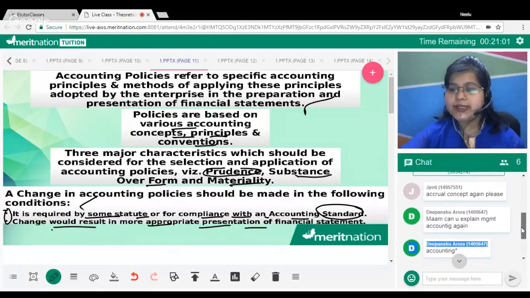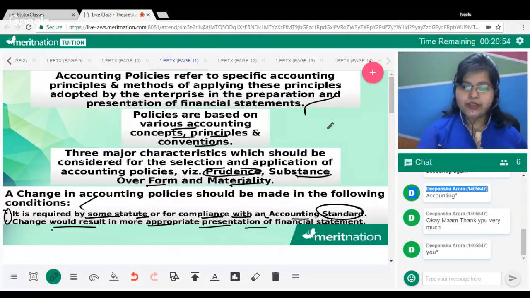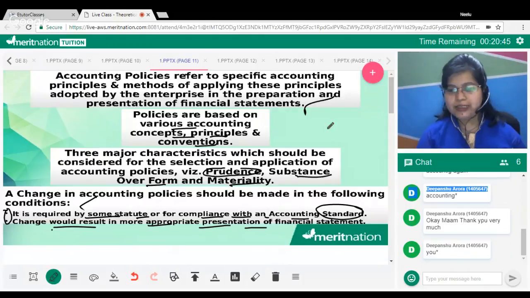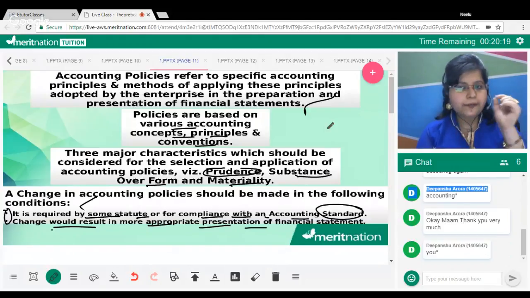Jyoti, accrual concept again. Yeah, sure. See, Jyoti, accrual concept basically means that you should deal with expenses and incomes when they are due, not when they are paid. Now, let us say your telephone bill is due at the end of the month, on 31st of March, and your telephone bill has been generated. Obviously, they will give it to you, and then in the next week or so you will make the payment for it. So tell me, is the expense due in the previous financial year or the next financial year?